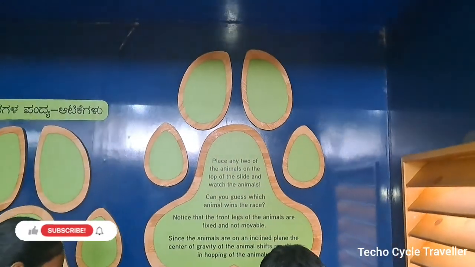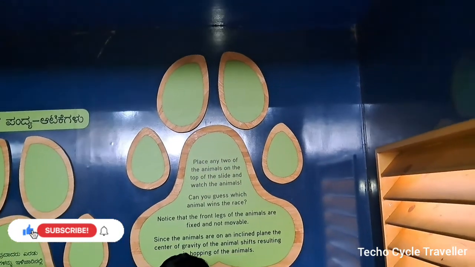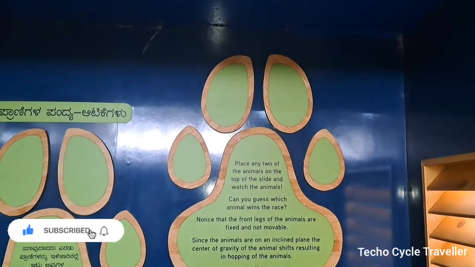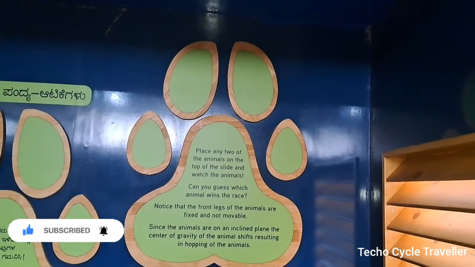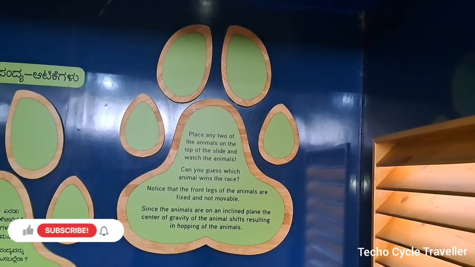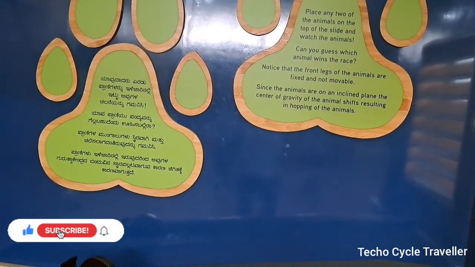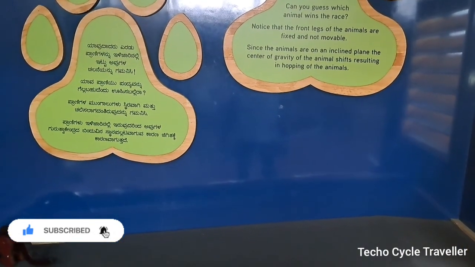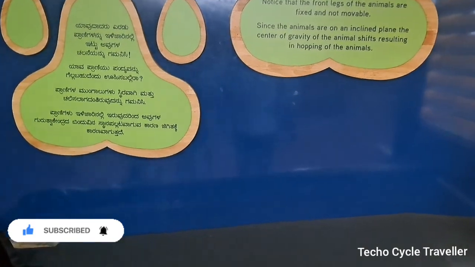There are only two animals on the top of the plate. As animals, can you guess which animal wins the race? Notice the front legs of the animals are not movable. Since the plate is inclined, the center of gravity of the animals shifts, resulting in hopping of the animals.